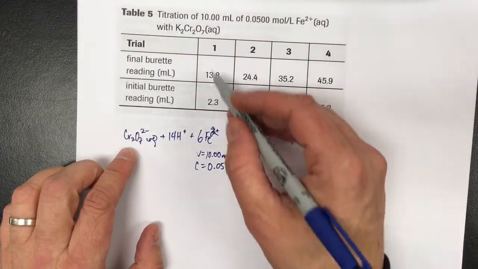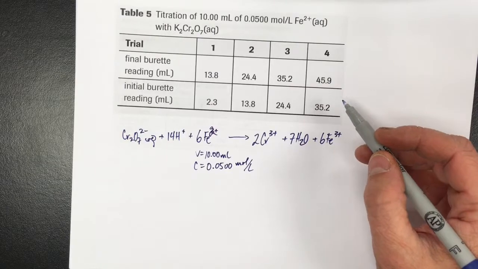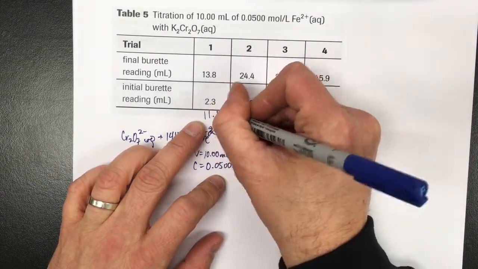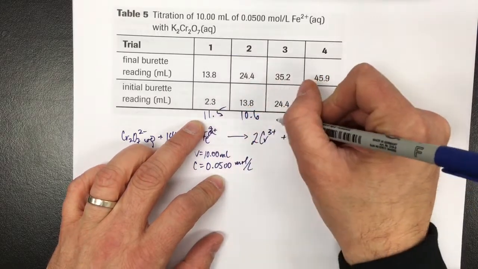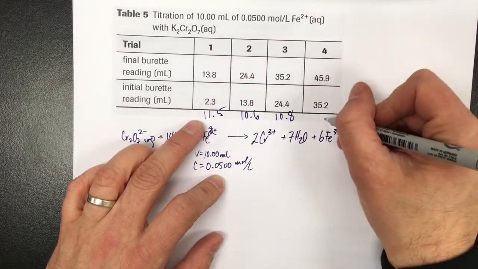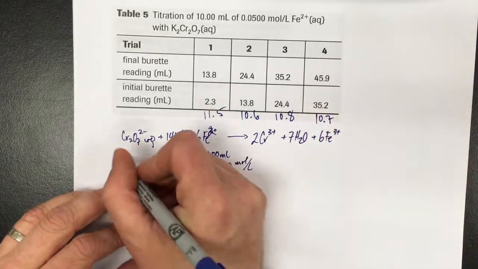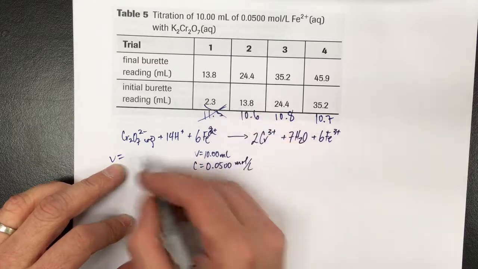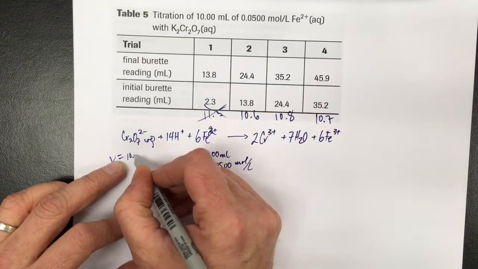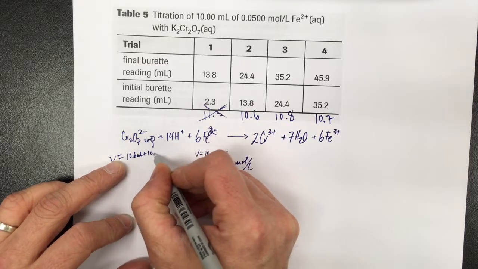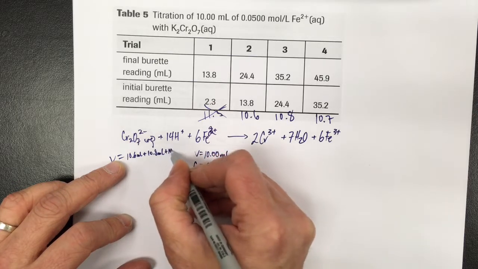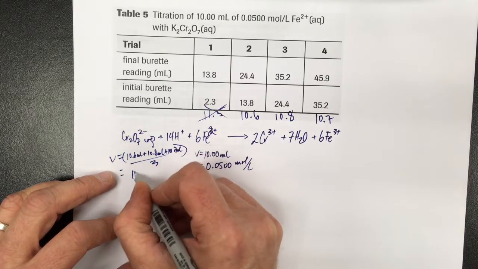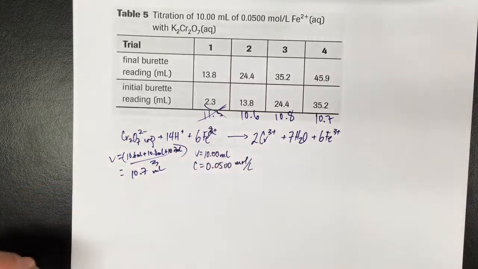For the dichromates, we calculate their volume from the table, so I'm going to subtract 2.3 from this to get 11.5. This is 10.6, this is 10.8, and this is 10.7. So I know that the volume of dichromate is the average of these three, because they're within 0.1 of each other. So 10.6 milliliters plus 10.8 milliliters plus 10.7 milliliters divided by 3. So it's going to be 10.7 milliliters is its average volume.